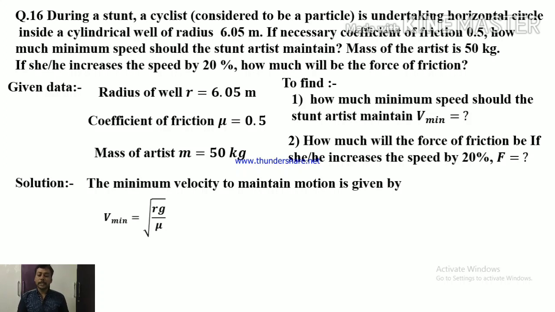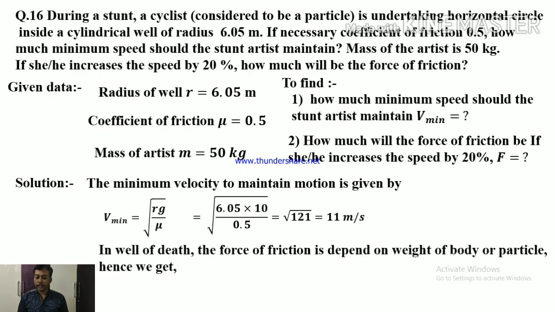V minimum is equal to under root rg upon mu. So put the values here. If we put r as 6.05 into g 10 upon mu 0.5, the answer is under root 121, that is 11 meter per second. This is the minimum speed that the stunt artist should maintain to perform a stunt in well of death.